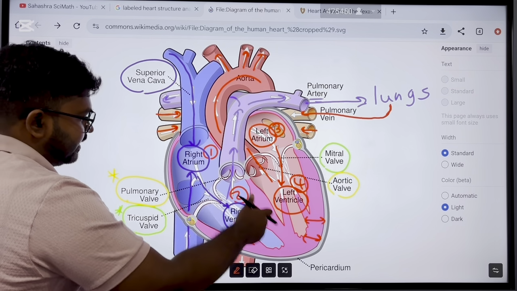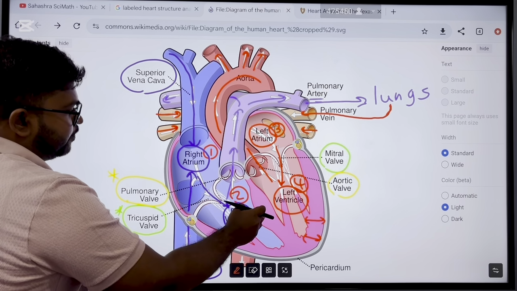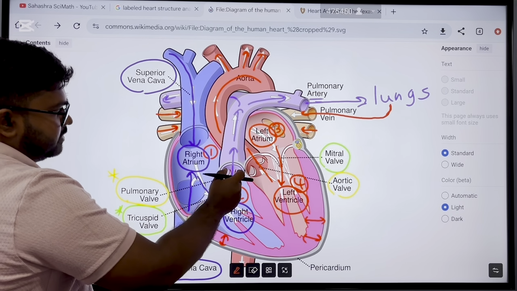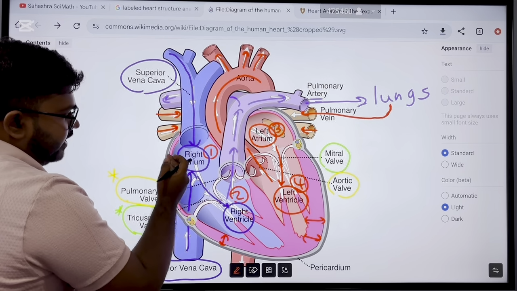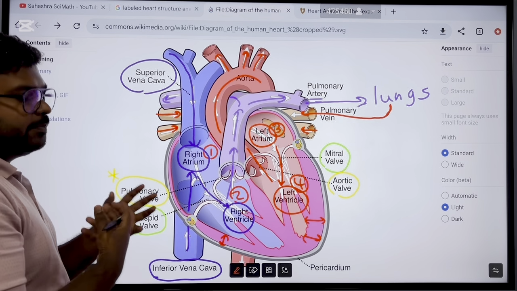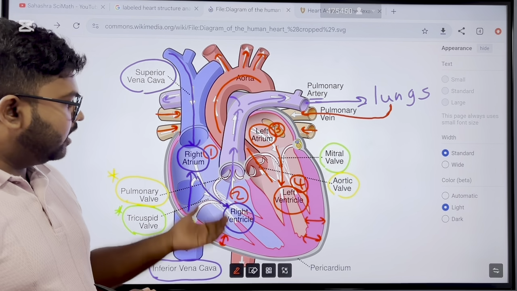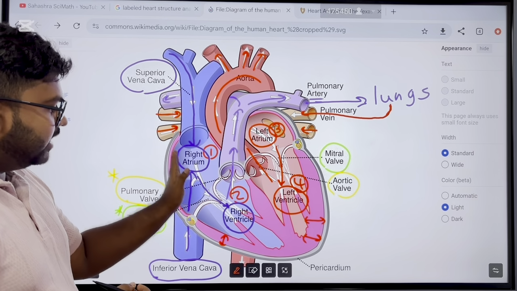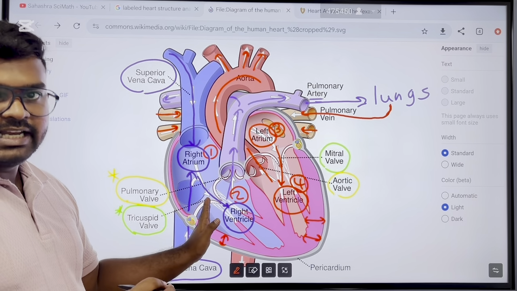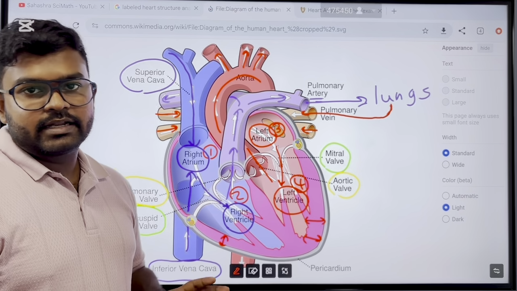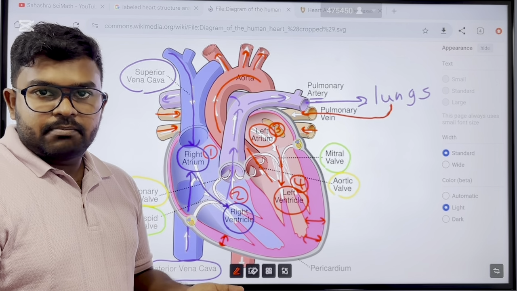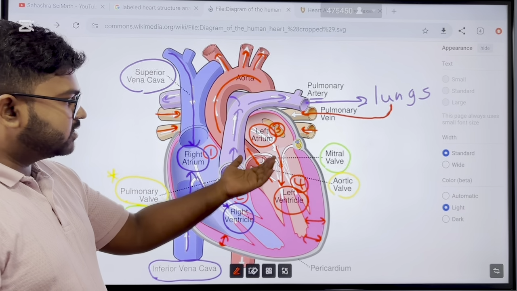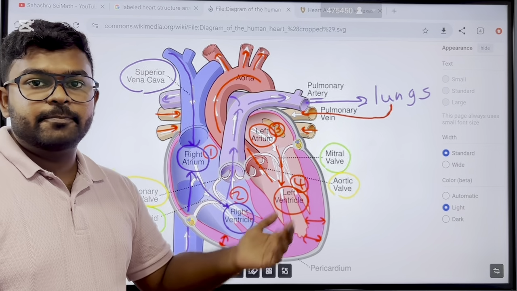Because of that, the heart is separated into two compartments by the septum. The interventricular septum divides the ventricles into left and right. The interatrial septum divides it into left atrium and right atrium. By this, it prevents mixing of oxygenated and deoxygenated blood. So the right side of the heart contains deoxygenated blood, the left side contains oxygenated blood. This septum prevents mixing of these.